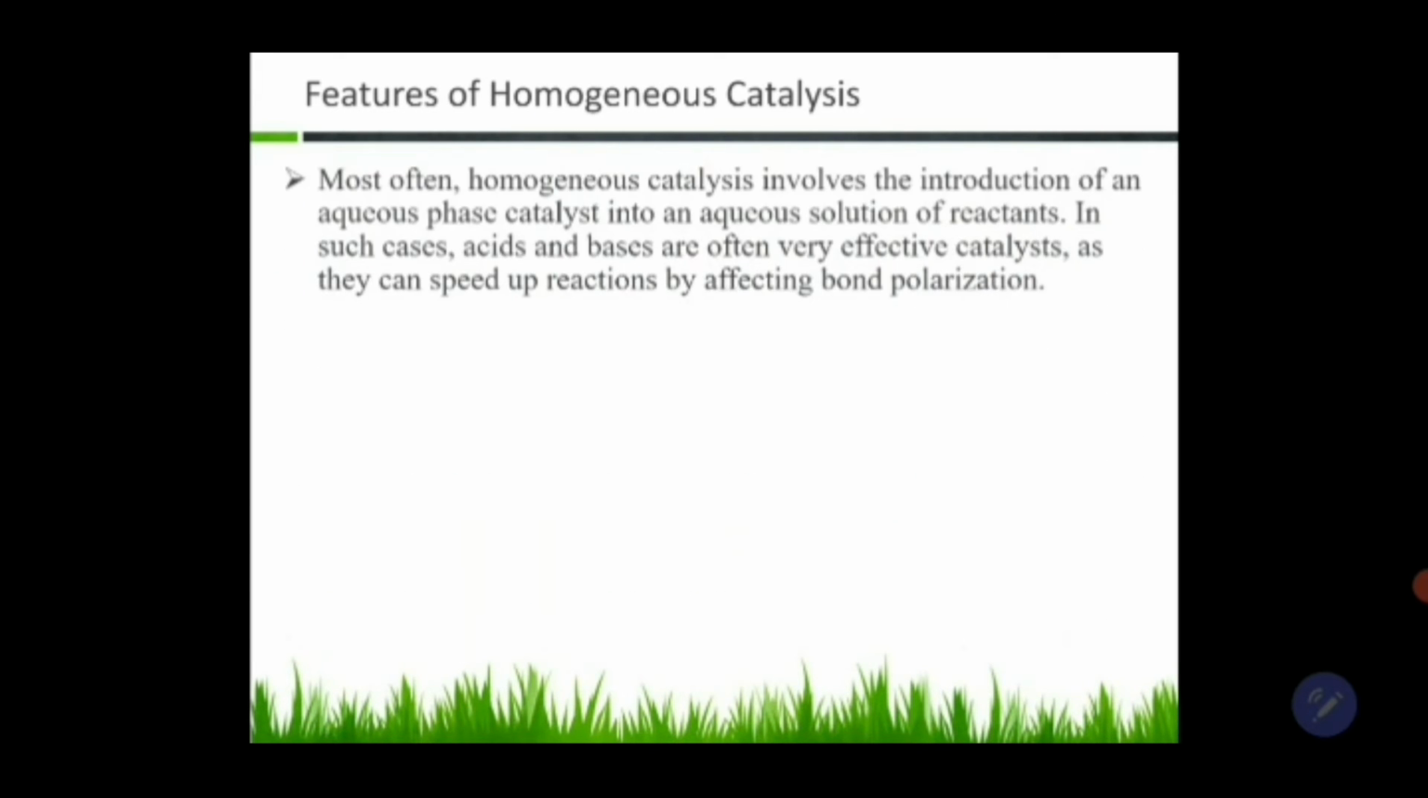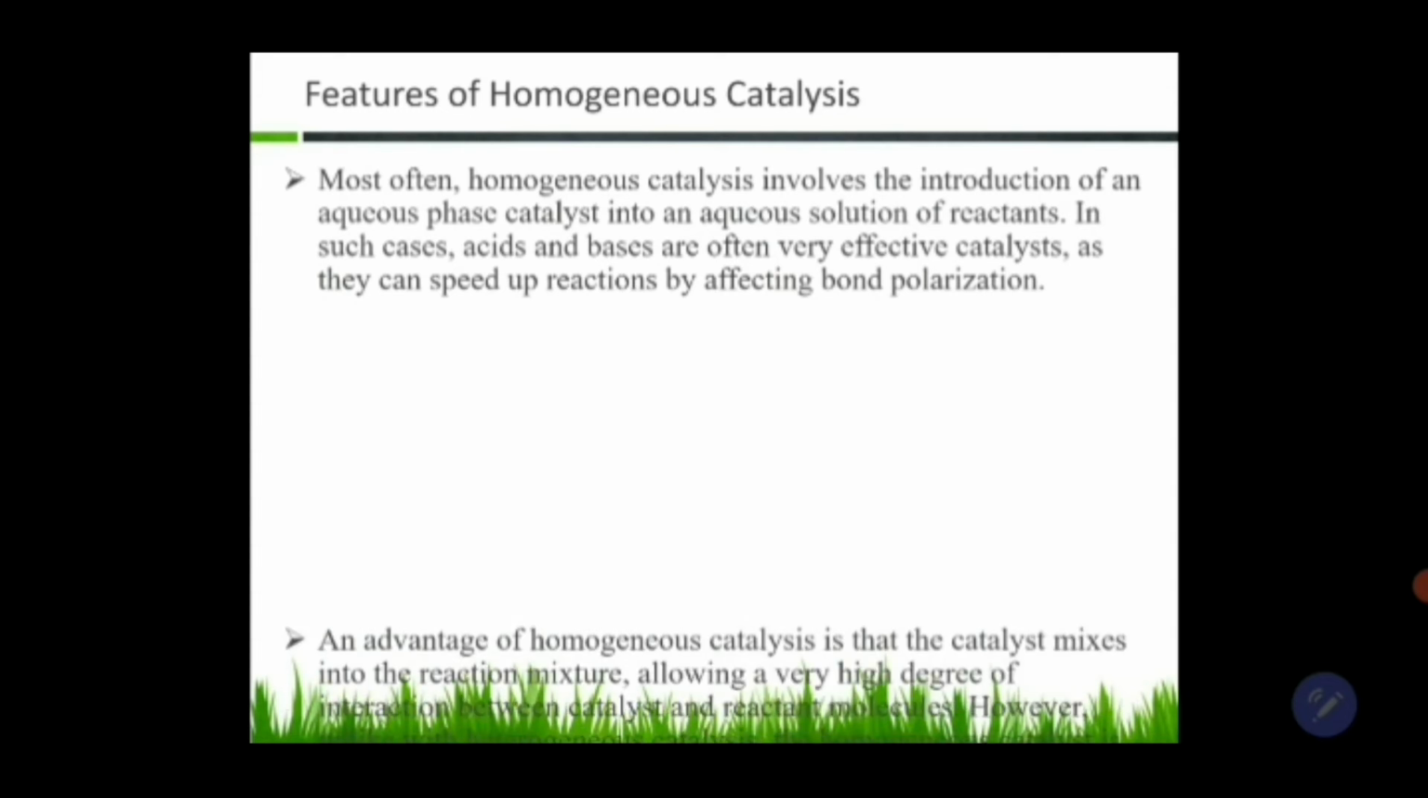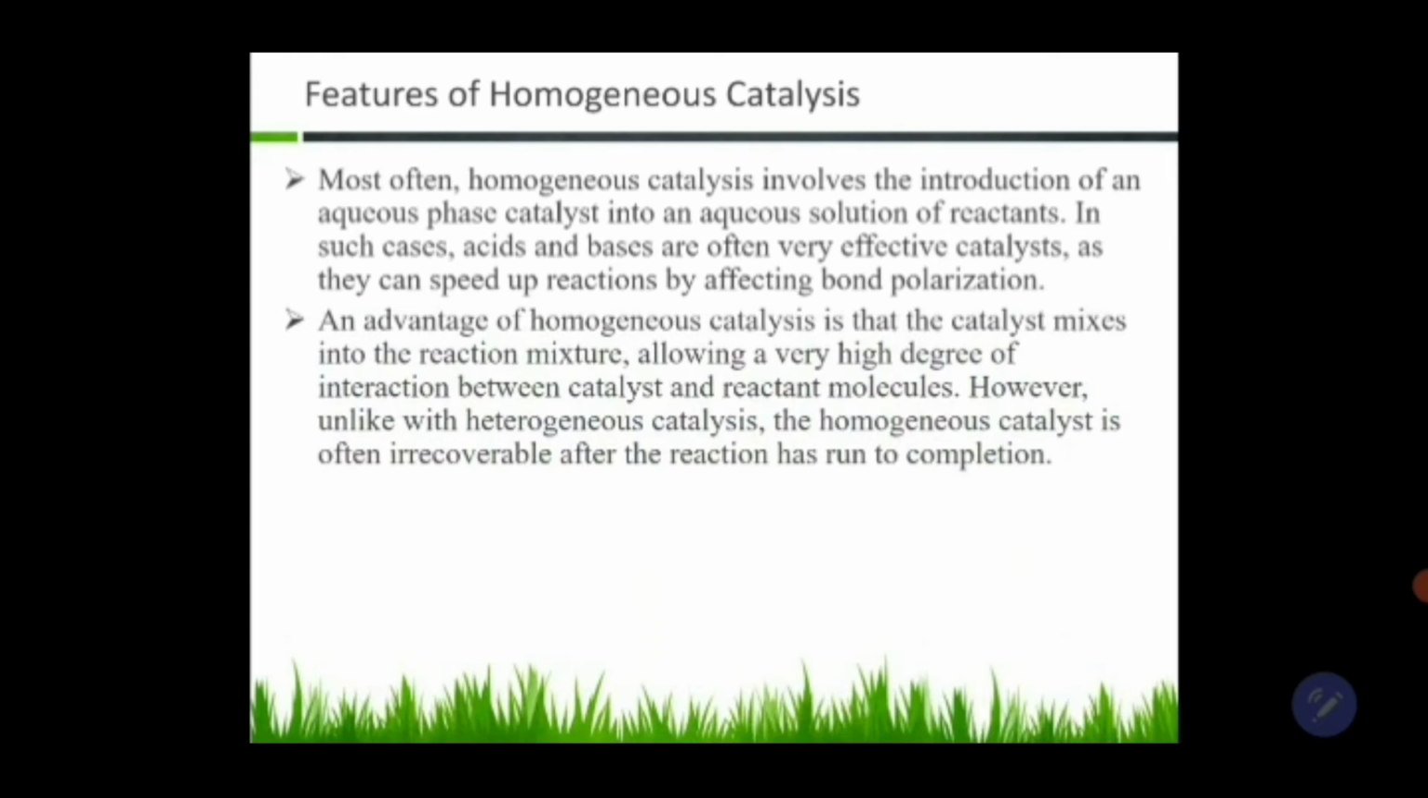What are the features of homogeneous catalysis? Homogeneous catalysis most of the time happens in the aqueous phase. When it is the aqueous phase, more or less it could be an acid or base. When it is an acid or base, they have very good scope for polarization of the substrate. The advantage of homogeneous catalysis is that the catalyst mixes into the reaction mixture, allowing a very high degree of interaction between the catalytic and reaction molecules. When it is in the aqueous solution, they have very good mobility. When they have very good mobility, there is a great possibility of the reactants which are supposed to react meeting each other. So that's what is meant by high degree of interaction.